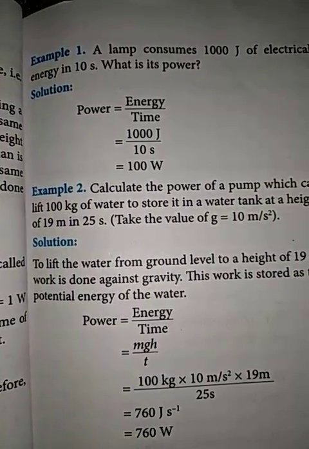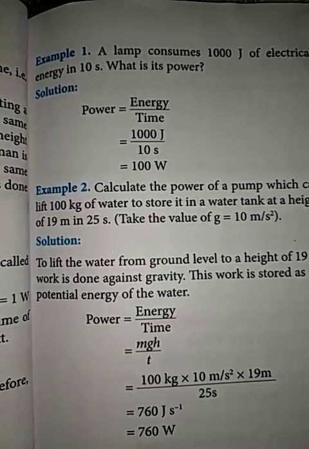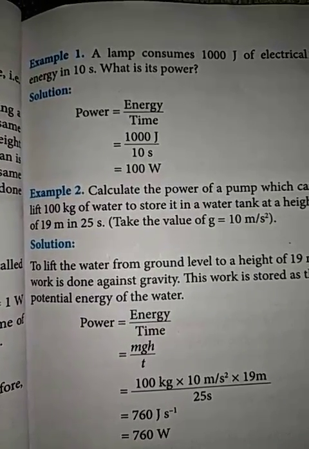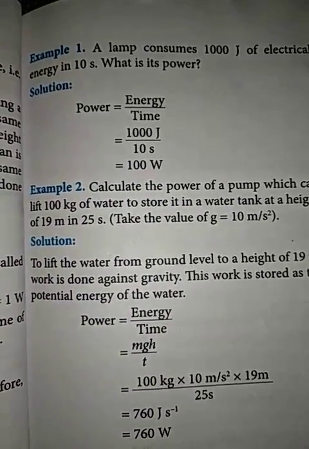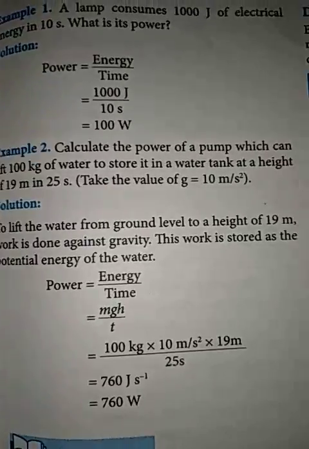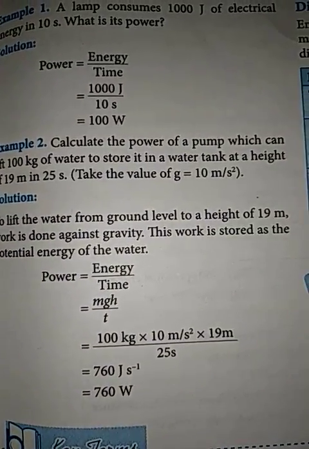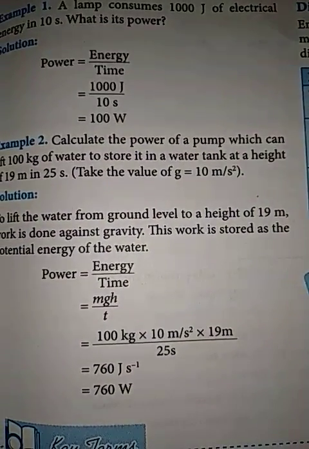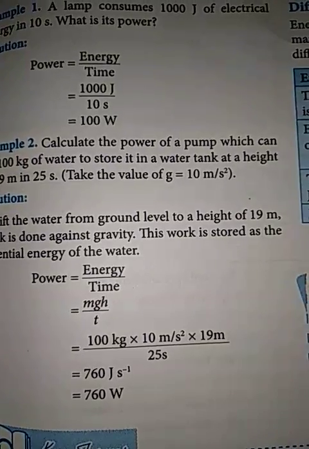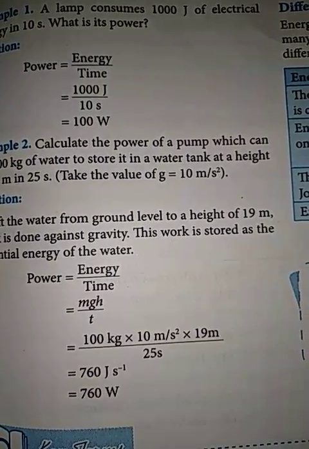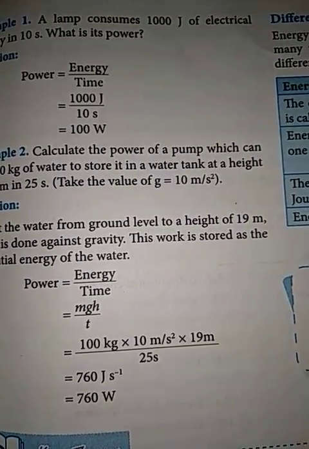Calculate the power of a pump which can lift 100 kilogram of water to store it in a water tank at a height of 19 meter in 25 seconds. Here we take the value of acceleration due to gravity g is equal to 10 meter per second square. To lift the water from ground level to a height of 19 meter, work is done against gravity. This work is stored as the potential energy of the water.